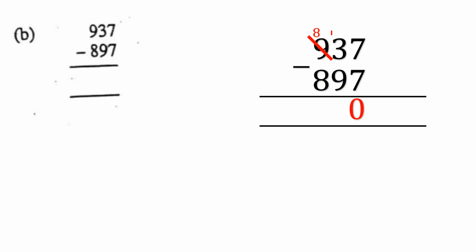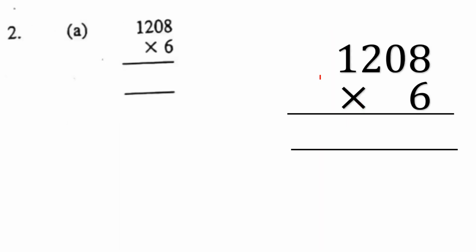And so we put the 1 over here. So now we have 13 minus 9. What is 13 minus 9? Well, 13 minus 9 is definitely 4. And we know that 8 minus 8 is definitely 0. So the answer to this subtraction problem is 40. Moving on, we go to question number 2A.